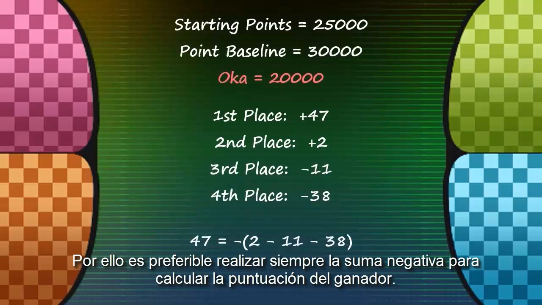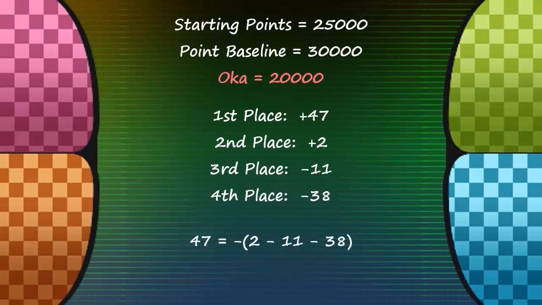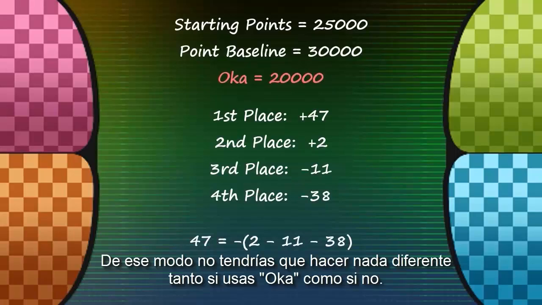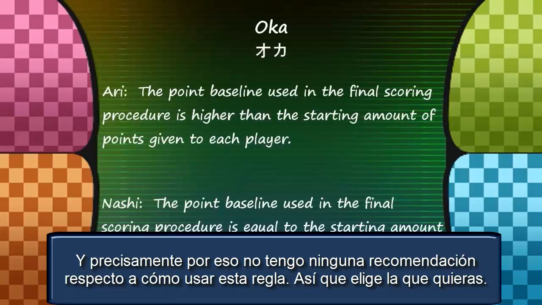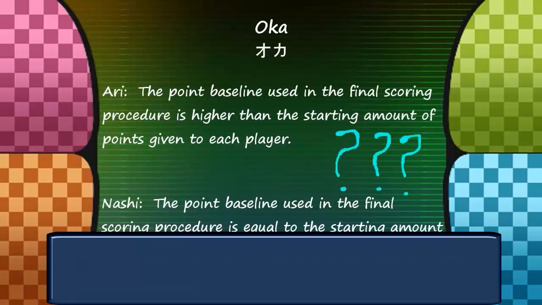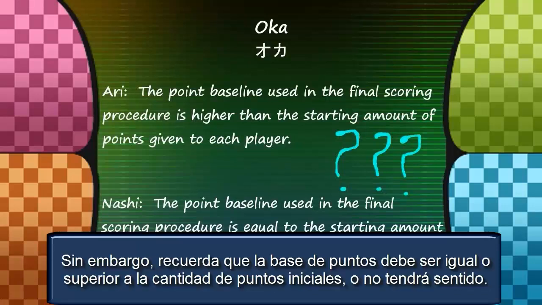This is why the negative sum calculation method is preferred for the first place player's score. That way you don't have to do anything differently whether or not you're playing with Oka. And for this reason, I don't really have a recommendation for whether or not you play with it. You can use whatever point baseline you'd like. Just remember that the baseline should be equal to or greater than the starting point amount, or else it doesn't make sense.